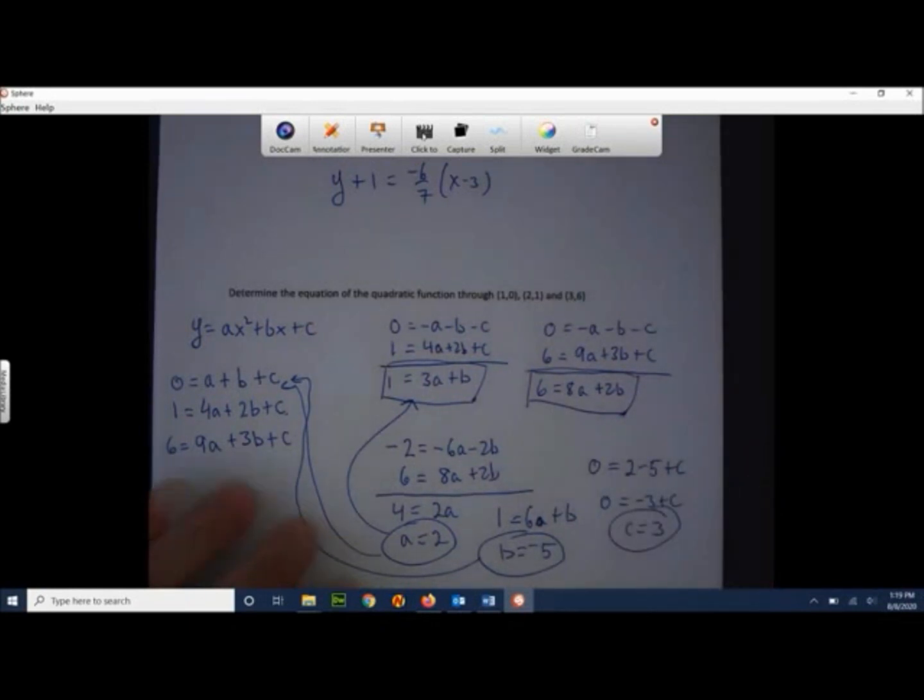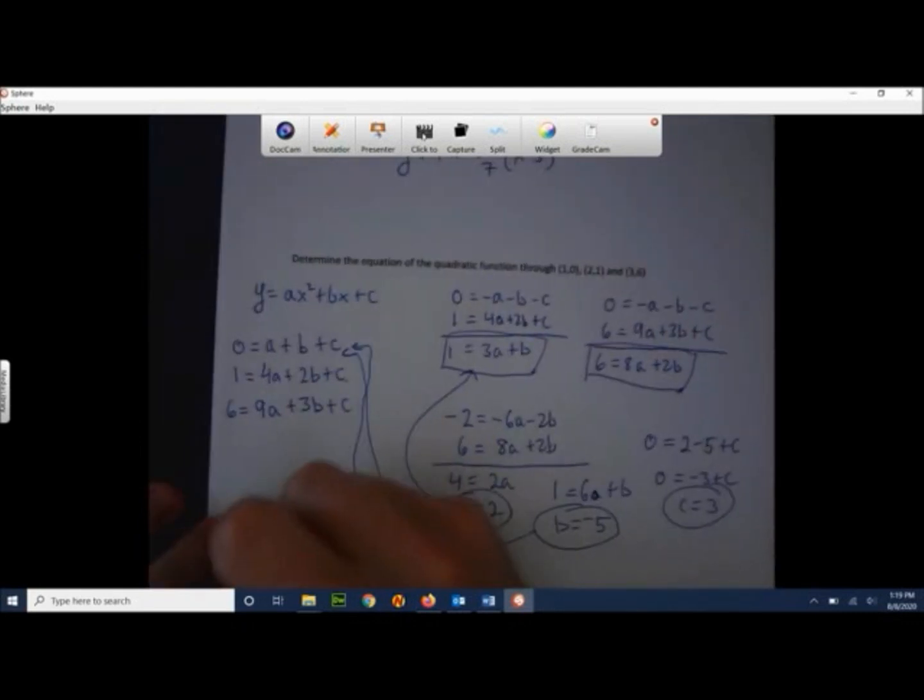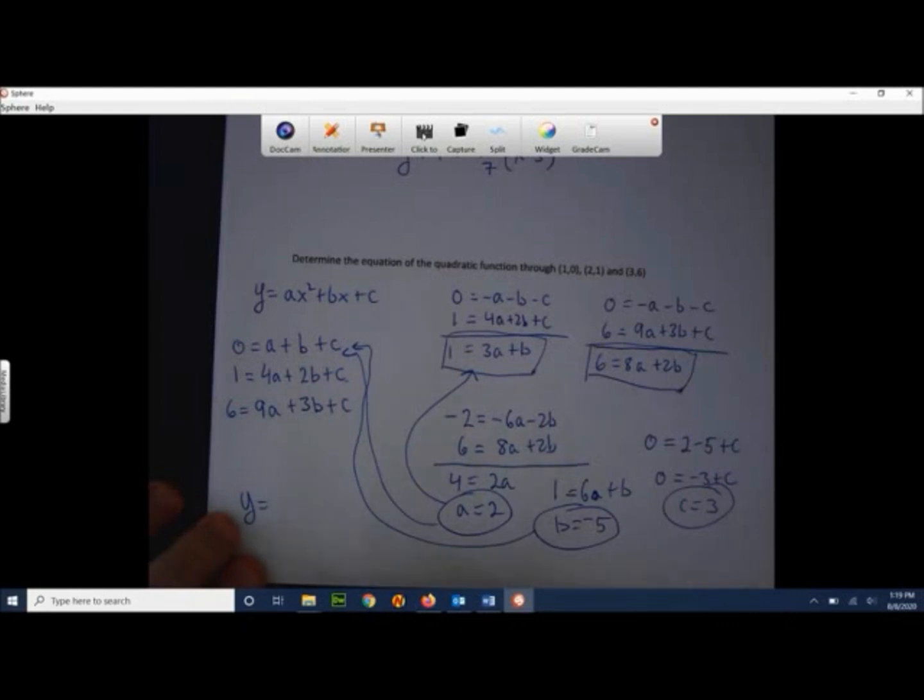So our answer is, determine the equation. Our answer is y equals 2x squared minus 5x plus 3.